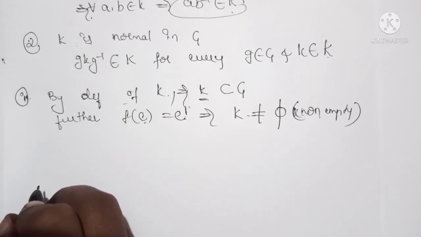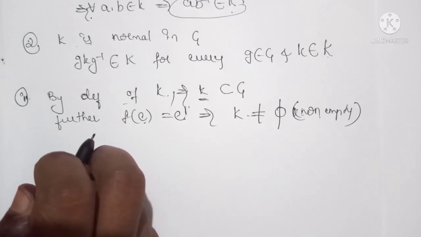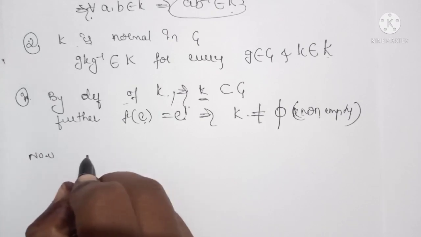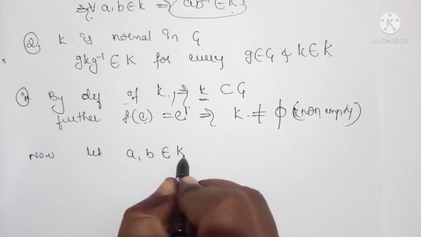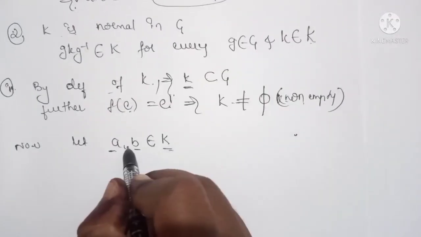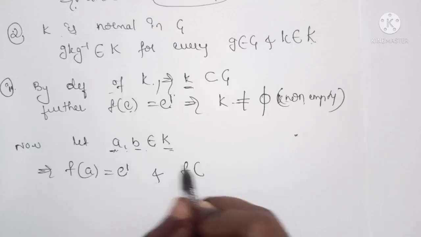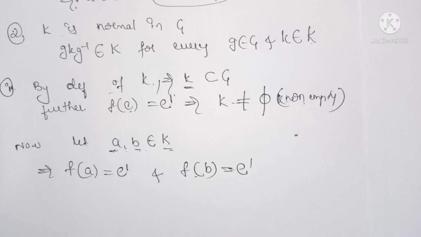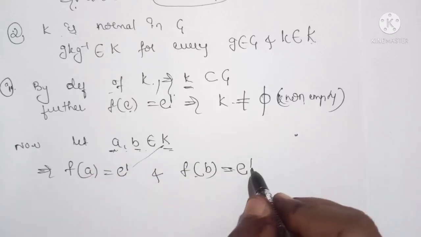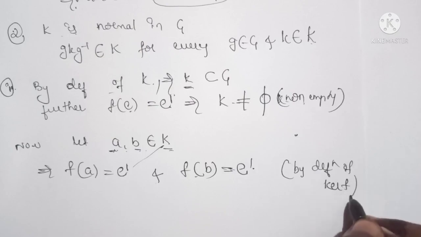Now we shall show the first condition, that is for all a, b belonging to K, a b inverse belongs to K. So let a, b belong to K. Since a, b belong to K, by the definition of kernel K, we have f of a equals the identity element and also f of b equals the identity element, because by the definition of K all the elements of kernel K are such that their images equal the identity element. This is by the definition of kernel f.